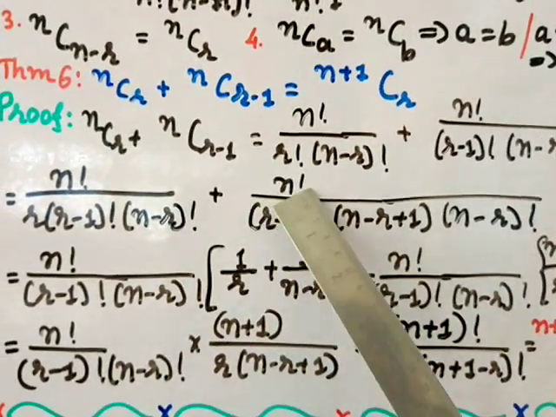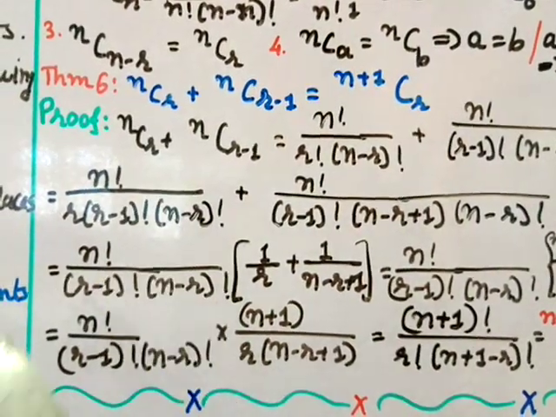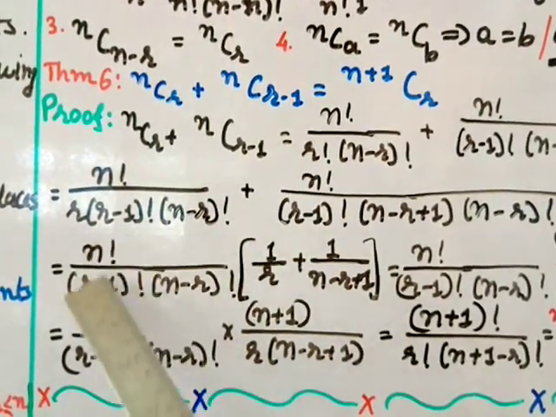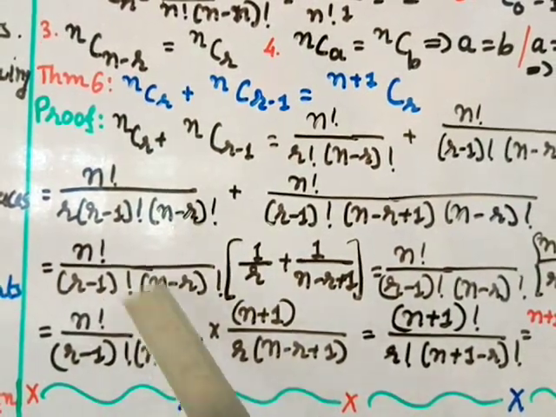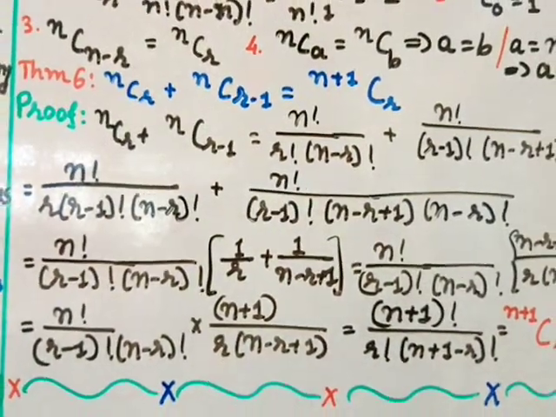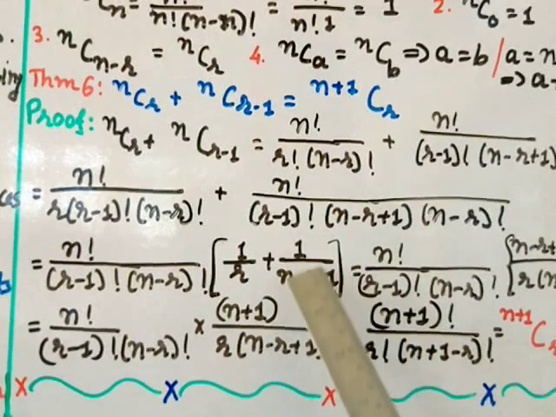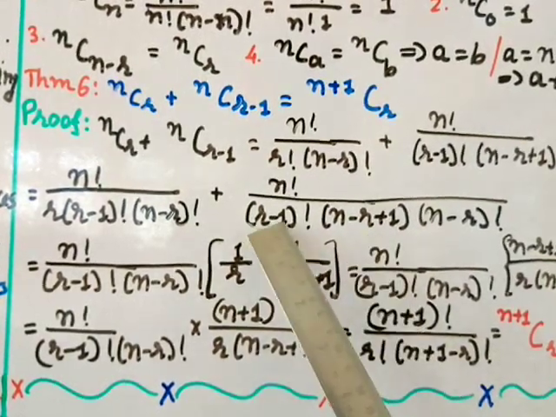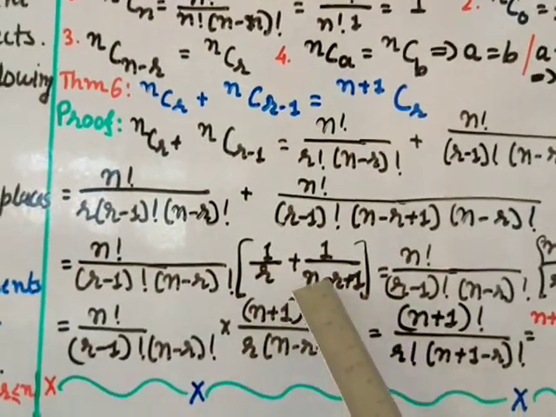Now see, both the numerators are n factorial, I can take it out common. Then in the denominator, r minus 1 factorial can be taken common, and n minus r factorial can be taken common. So you get 1 by r plus 1 by n minus r plus 1, because these are taken as common. What will be the next? You can take LCM here.